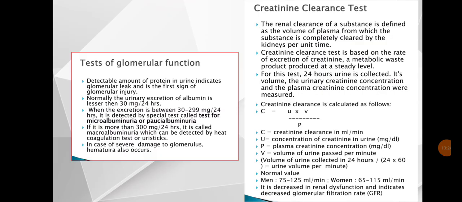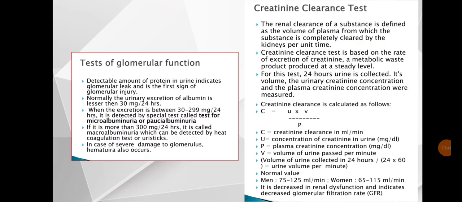Then the fourth one is the creatinine clearance test. Creatinine is a kind of pigment present in the urine. This denotes the volume of plasma, how much of the plasma components is excreted through the urine. That is the creatinine clearance test.